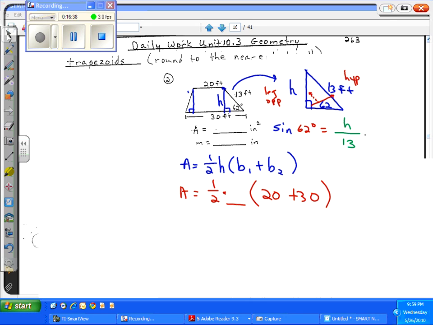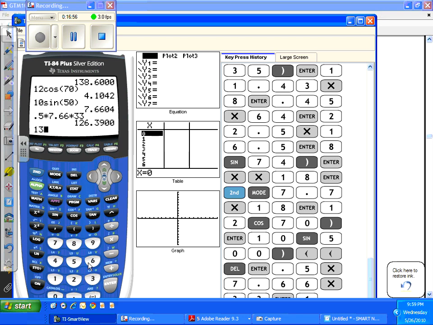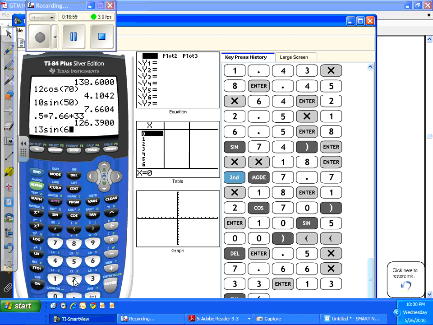And then you solve. We could either cross multiply or say we're going to get rid of division by multiplication. So the height is equal to 13 sine 62. So we're going to do 13 sine 62. And we get 11.4783. We'll just make it 11.5.